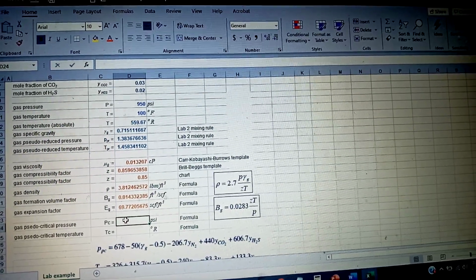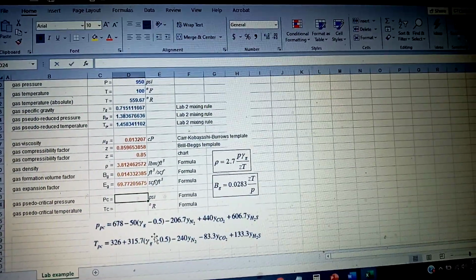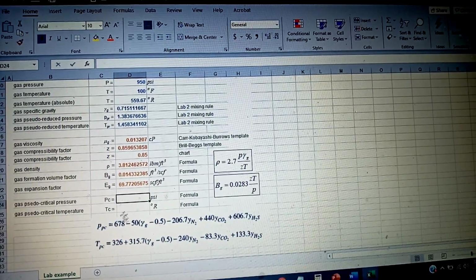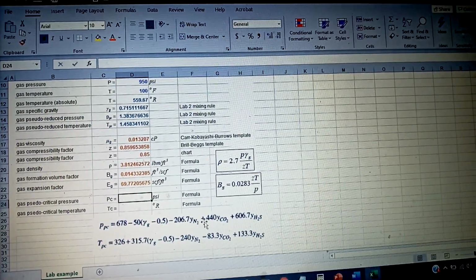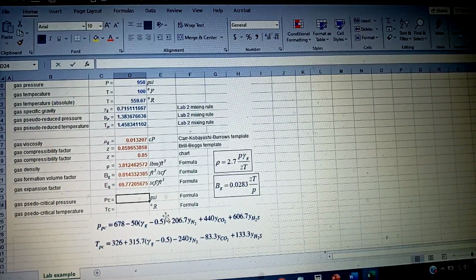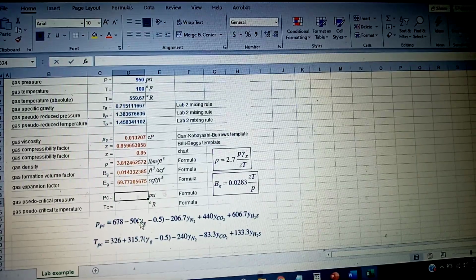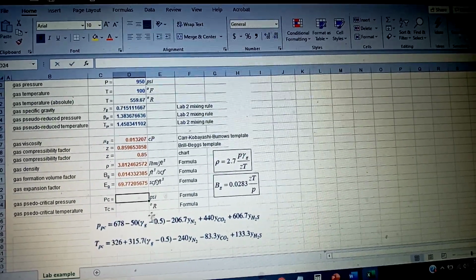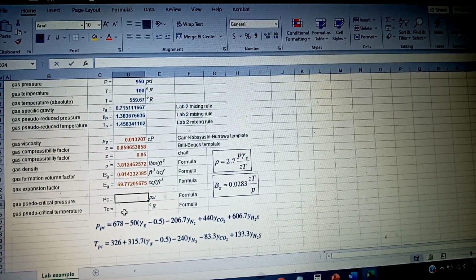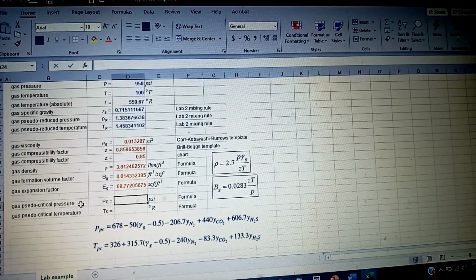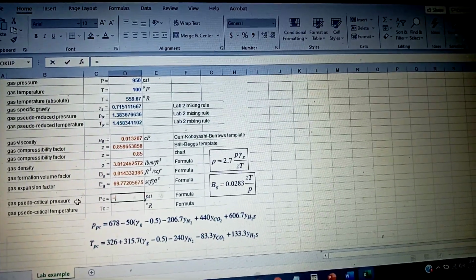Now, the last two, you have to use this formula. That's calculating the critical pressure and critical temperature from formulas. Remember, in lab 2, you used the mixing rule to calculate it. But here we're going to use formula to calculate the critical pressure and the critical temperature. So let's use the formula. Let's follow. Equals. We're doing the critical pressure first.